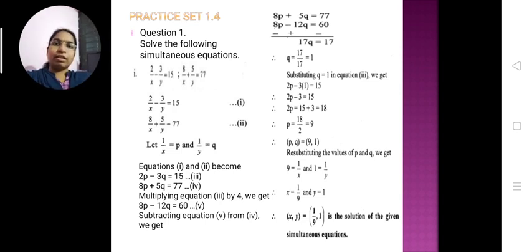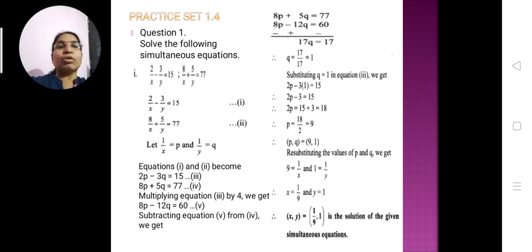In yesterday's lesson, we solved examples based on simultaneous linear equations in two variables. Students, before this, in 1.1, 1.2 and 1.3, we solved them using the substitution method, elimination method and Cramer's rule, as well as the fourth, the graphical method. By these four methods, we can solve simultaneous linear equations in two variables.